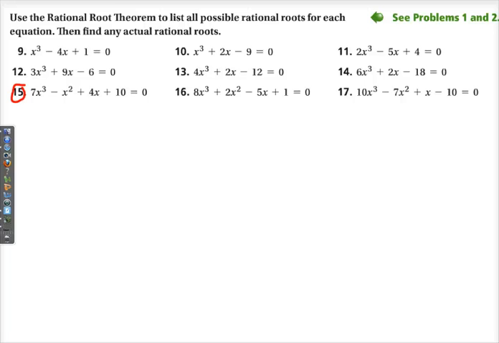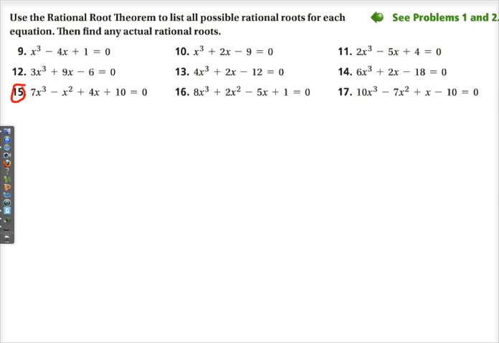These are the frequently asked questions for the first day of our combined sections 5.5 and 5.6. Starting with number 15, it says, use the rational root theorem to list all possible rational roots for each equation, then find any actual rational roots.